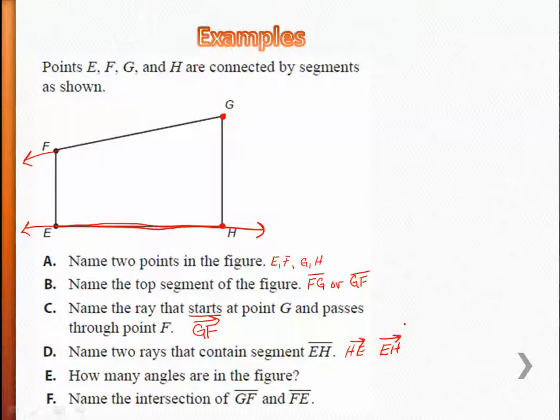Now you look at this picture and you say, how many angles are in this picture? Well, let's look. We've got 1, 2, 3, 4 angles. And then part F says name the intersection of segment GF and FE. Well, right here is GF and right here is FE. So that intersection, now remember, whenever 2 lines intersect, they intersect at a point. So this is going to be point F.